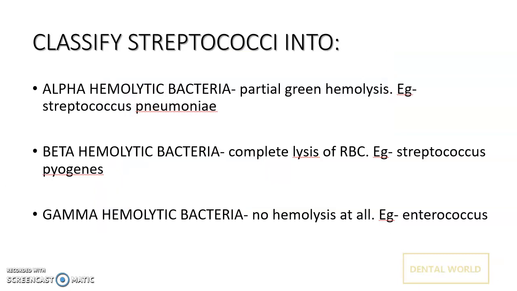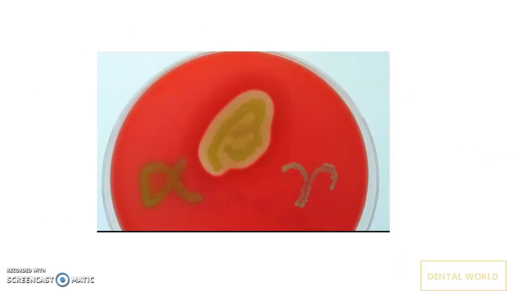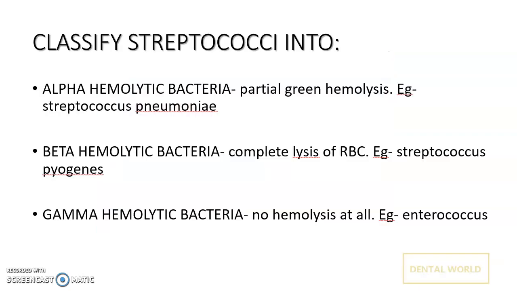First of all, we have alpha hemolytic bacteria. Such bacteria, they show partial or green hemolysis. As you can see in this picture, the alpha hemolytic, they have a partial hemolysis. The area surrounding this is partially hemolyzed, and they show green hemolysis. It is dark green in color. Why is this green? Because there is reduction of hemoglobin. That is, hemoglobin is converted to methemoglobin. An example of streptococci is Streptococcus pneumoniae. It shows partial or green hemolysis, or also known as alpha hemolytic streptococci.